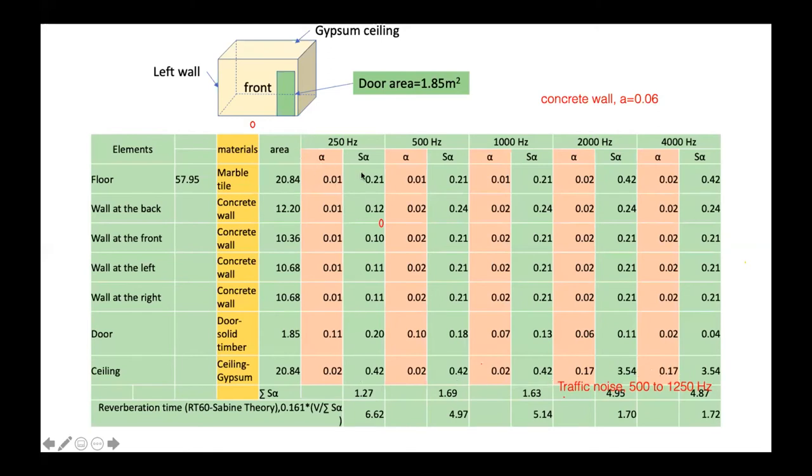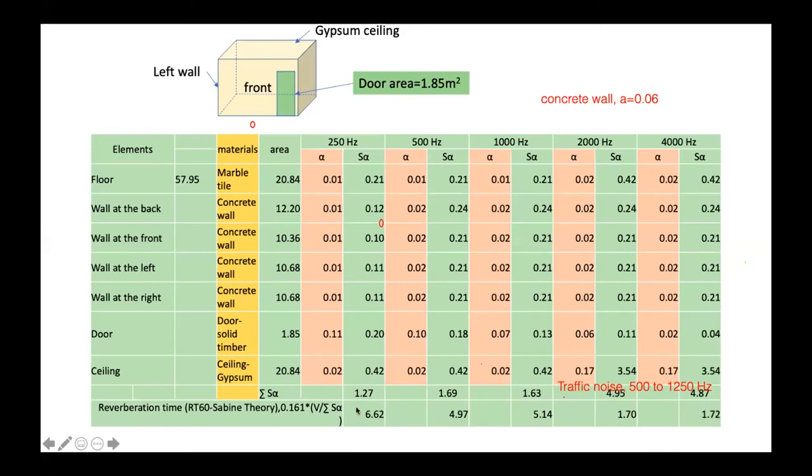Then, according to the equation, we need S alpha. You multiply alpha with the area, so you get S alpha here for every frequency. Then you sum up down here, and lastly you get the reverberation time: 0.161 times the volume, 5795, divided by the total S alpha that you calculated here. So you get the value.